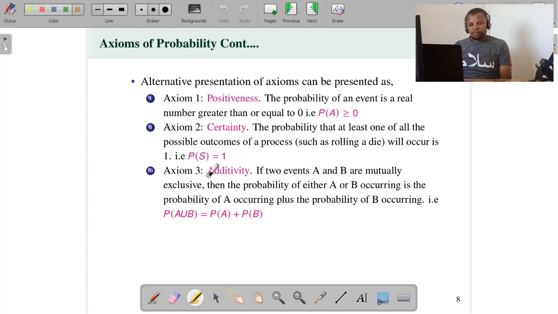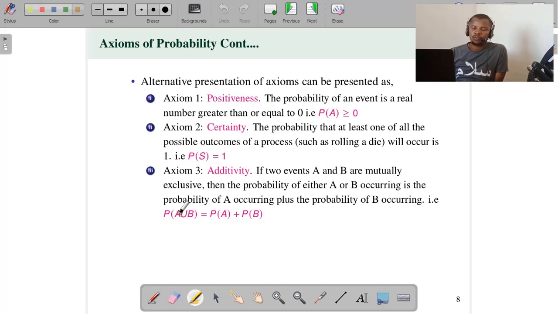The last axiom, we call it additivity. This may happen if you have more than one event. The simplest form is to have 2 events. The condition of these 2 events is that they must be mutually exclusive. There is no scenario in which those 2 events have a chance to happen together. If you have such a scenario, we say the probability of event 1 or 2, A or B, is equal to the sum of those individual probabilities.